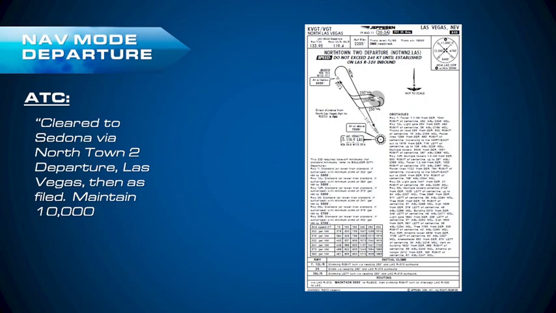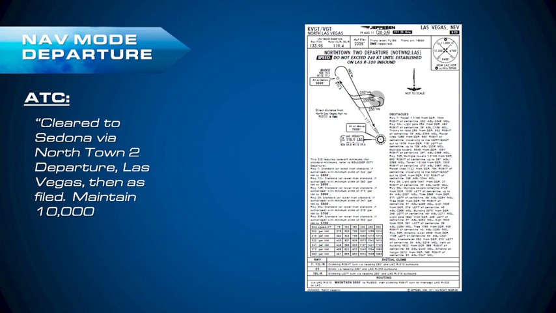Here is the notorious Northtown 2 departure at North Las Vegas Airport in Las Vegas, Nevada. And Peter, I believe this SID is now the number 1 IFR bust departure in the country. Yeah, I think it is. For some reason, pilots seem to have a real problem complying with this procedure.